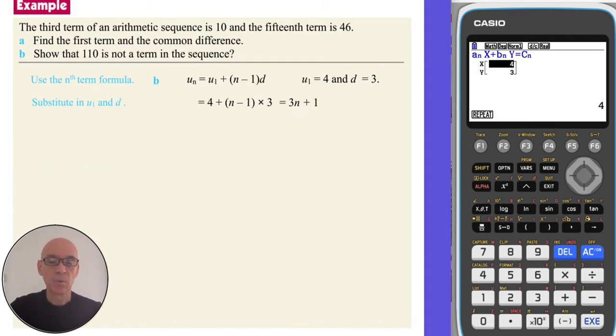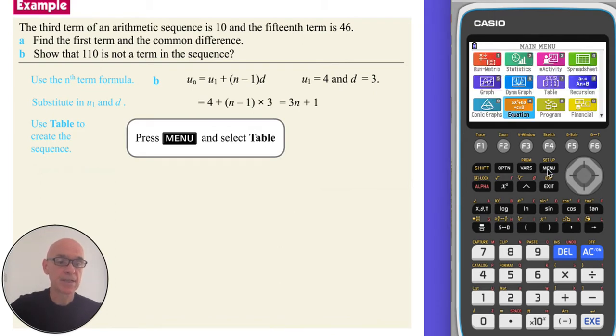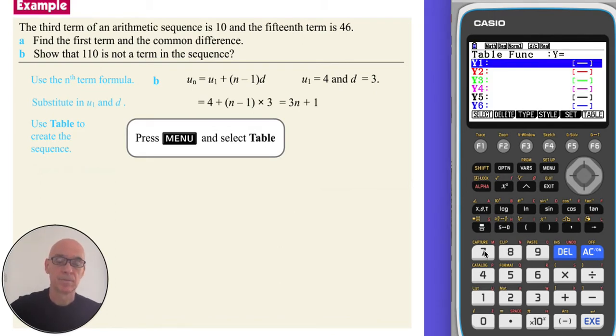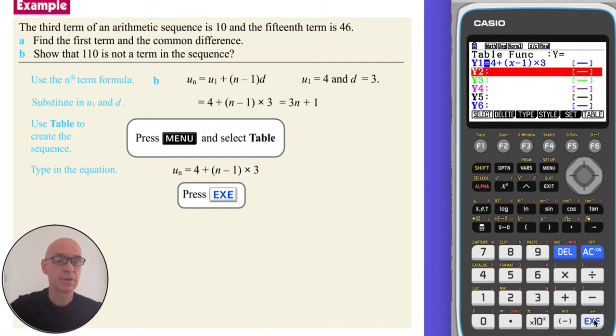Using this formula, we could now list out all the terms in the sequence to see if 110 was one of them. And we can actually use the calculator to create the sequence. From the main menu, if we select Table, and then type the equation into the first line. 4 plus bracket, and we use x for the variable, take away 1, close the bracket, multiplied by 3. And press execute to enter the equation.